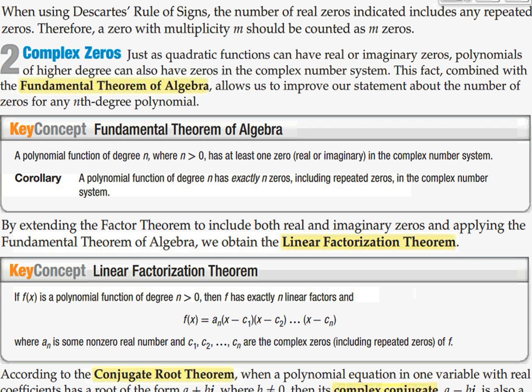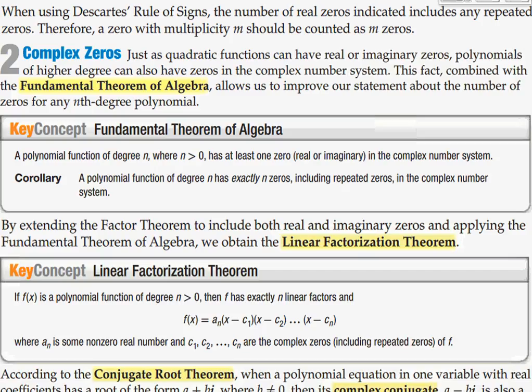So let's see, there's this little extra thing. When using Descartes' rule of signs, the number of real zeros indicated includes any repeated zeros. Okay, so that's a nice little disclaimer to know. So that's repeated zeros. Have we at all looked for repeated zeros when we've been doing this? No. So just keep that in the back of your mind that if 3 is a 0, you could try it again to see if it's a repeated 0. And so just keep that in your mind as well.